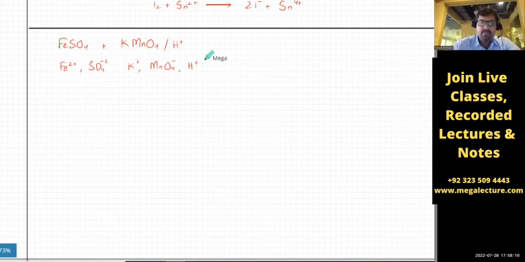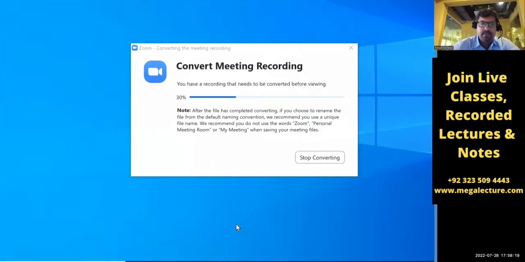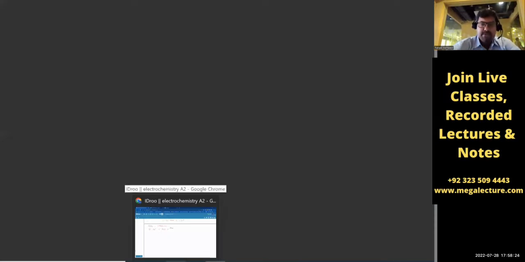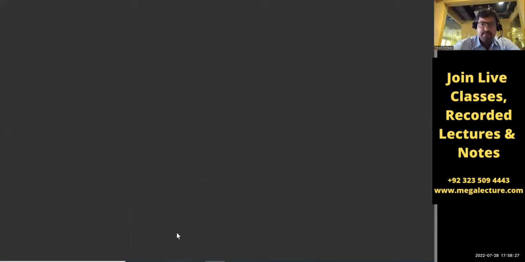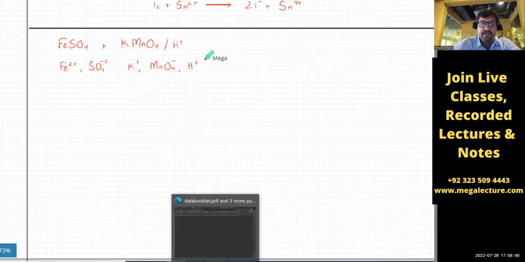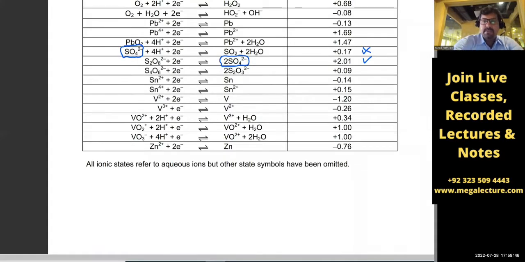So I'll open the data booklet. I don't have it right now, one second. Let me open the data booklet. As I remember, Fe2+, SO4 2-, K+, MnO4 minus 1, and H+ are my reactants. The higher one is going to gain electrons. The lower one is going to lose electrons. Okay, let's try and solve this.